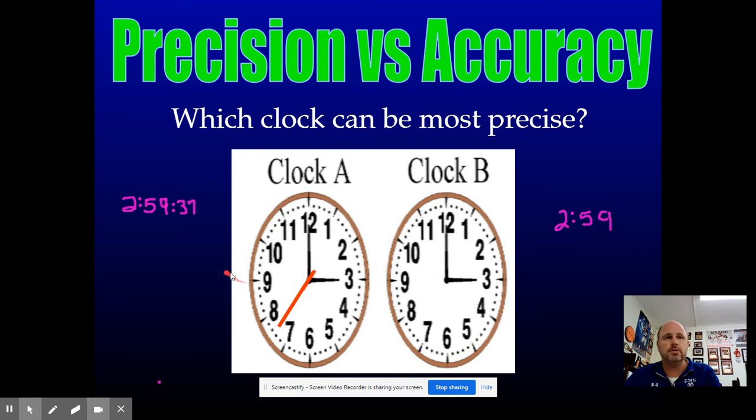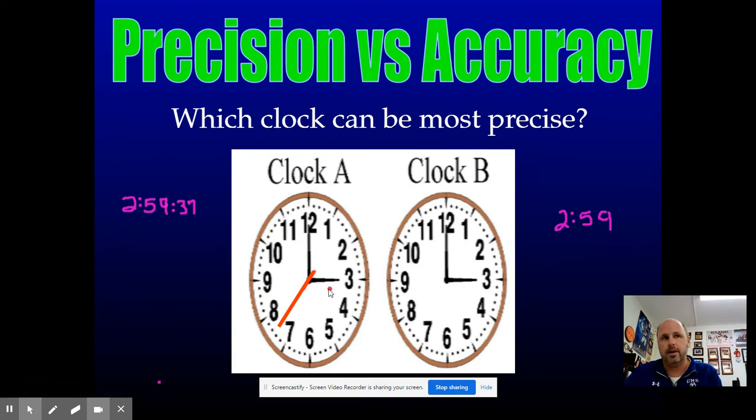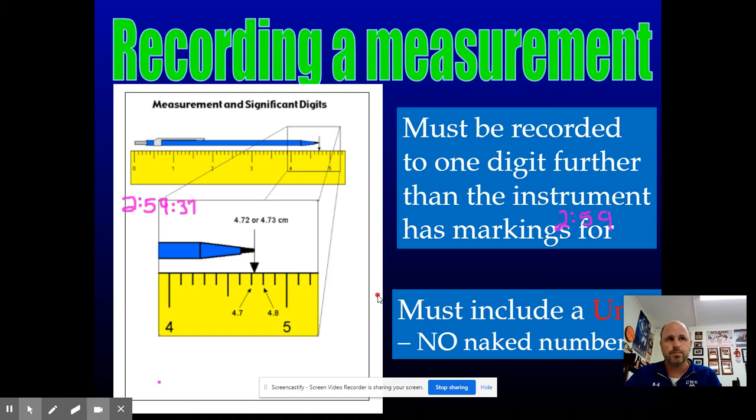So these measurements here would be much more repeatable in clock A. All right. So therefore, that's going to be your most precise instrument. It's the one that can get you to the most decimal points in your answer, so to speak, that's going to be best in terms of precision. Doesn't mean one's more accurate than the other. It just means that one's more precise than the other. We don't know if they're accurate. We'd have to compare them to a standard, and we don't have the standard information here.